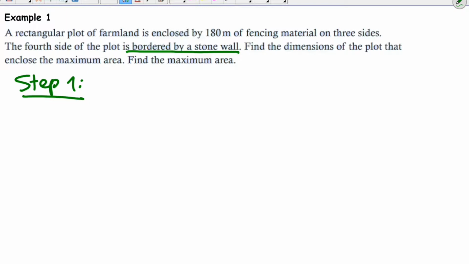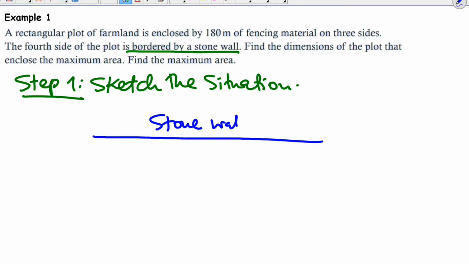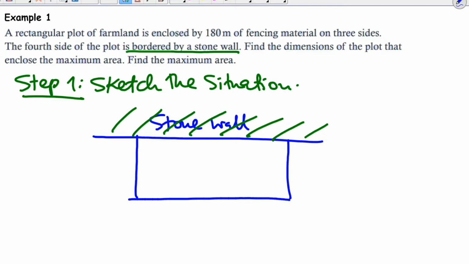So we need to sketch the situation, which means we need to have a stone wall. So let's have our stone wall here, and this is the stone wall on this side. And then we have our fence. We know that our fence is rectangular, which means the corners are 90, 90, 90, and 90. And this side is equal to that side as well.